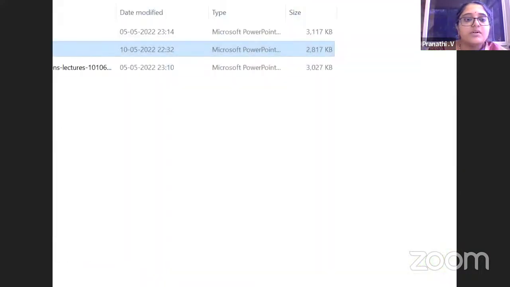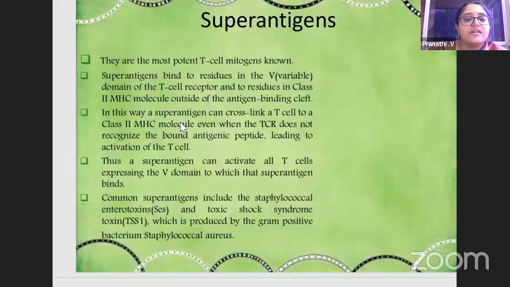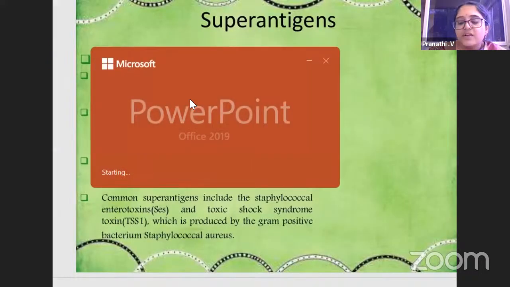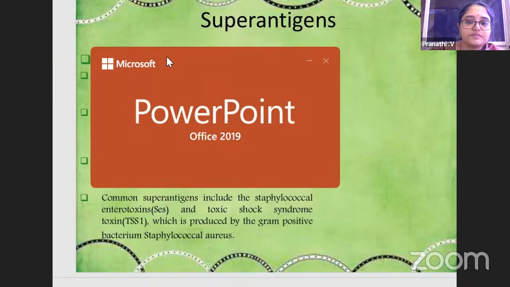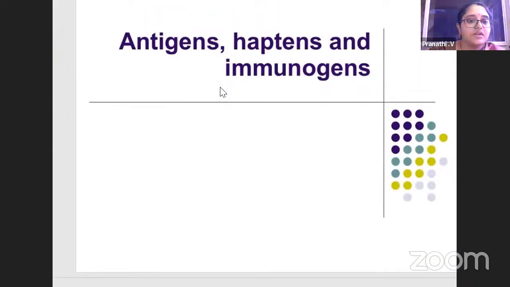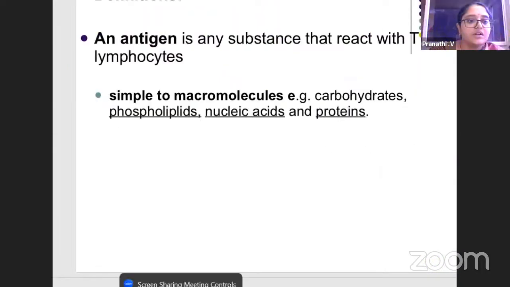Now I will teach about the antigen. We'll have a look at it right now. We have just seen antigens, haptens, and what they are.